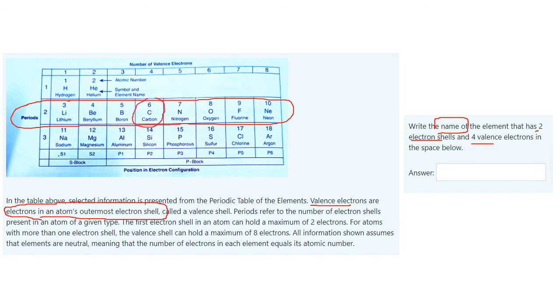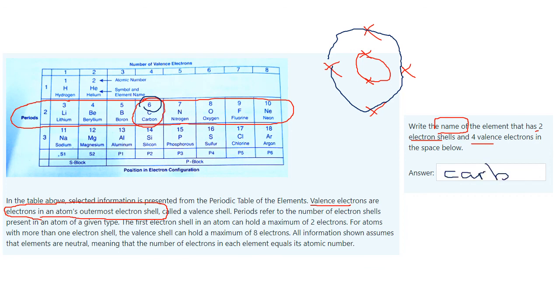It's going to be carbon. Carbon would have 2 electrons in the first shell, and then it will have 1, 2, 3, 4 electrons in the outer shell. And if we add those together, we get 6 electrons. The atomic number is 6, so that is why the answer is carbon. Do make sure of your spelling. If you ever get asked to write a word in the gap, you must spell the word correctly, otherwise the computer will mark your answer wrong.